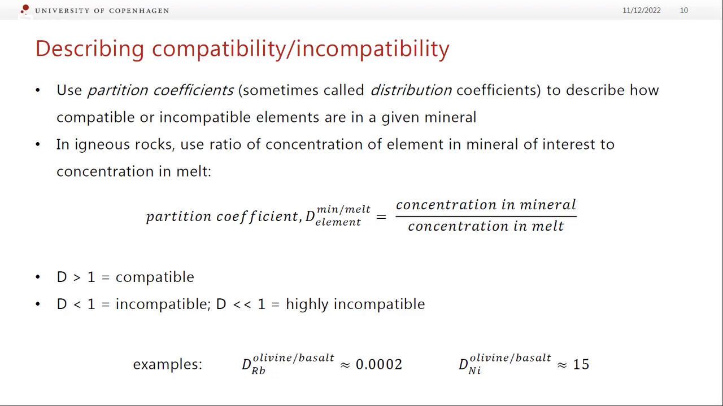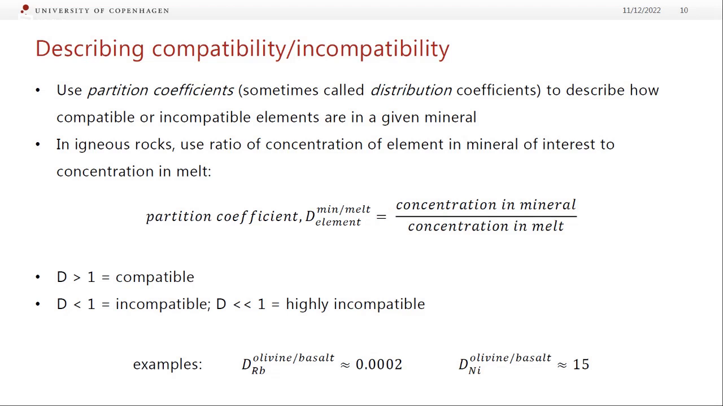So pretty much nothing has a partition coefficient of 0. Nothing that I know of. They just get very, very small if things are highly incompatible. So the reason for that, if it's incompatible, this concentration in the melt is going to be very high, and the concentration in the mineral is going to be very, very low, and so we get a very small partition coefficient.